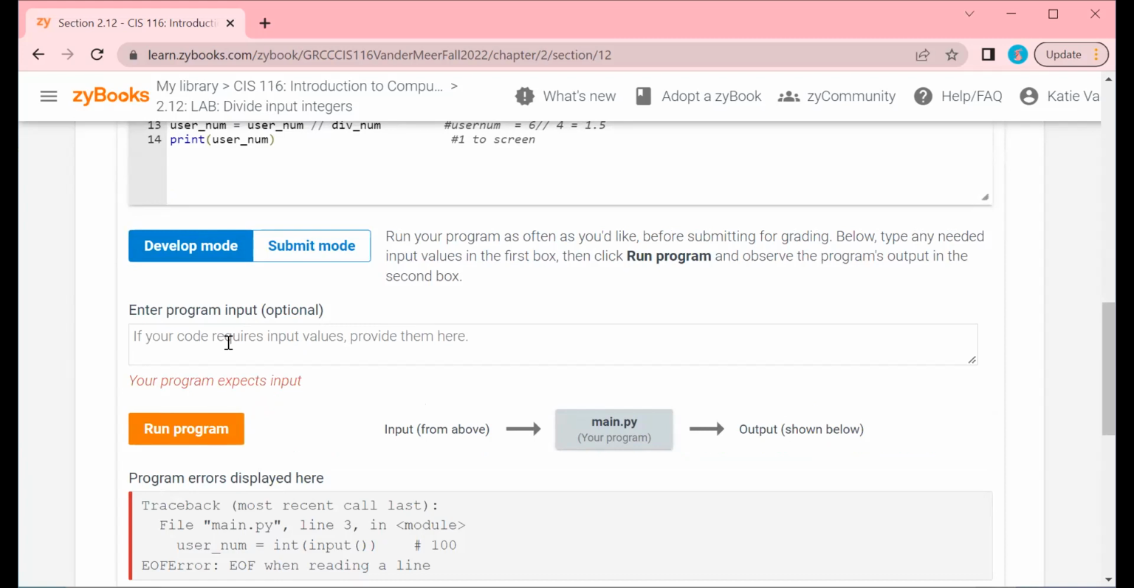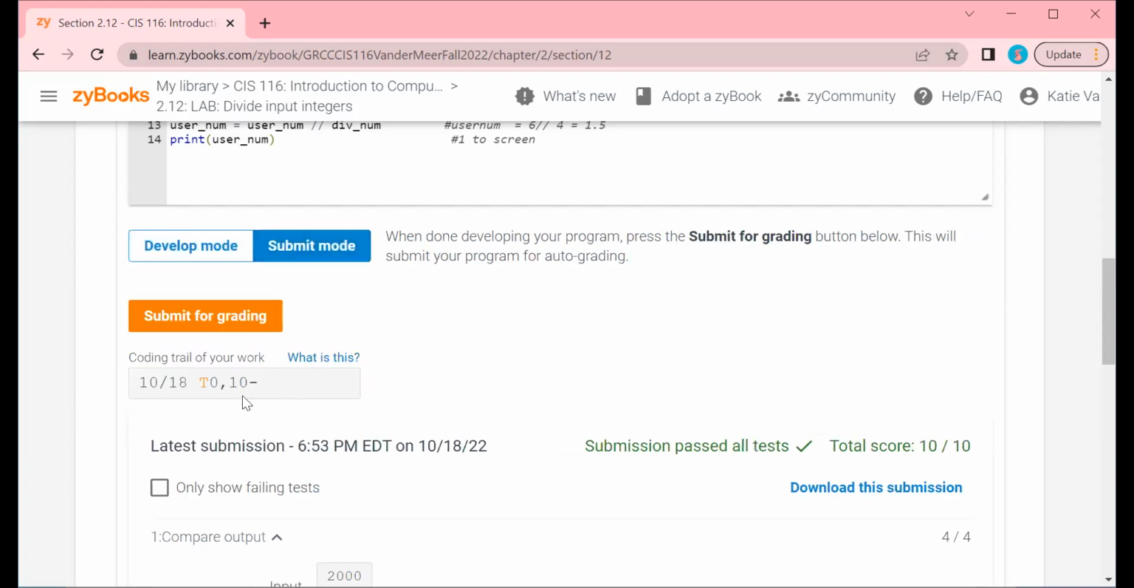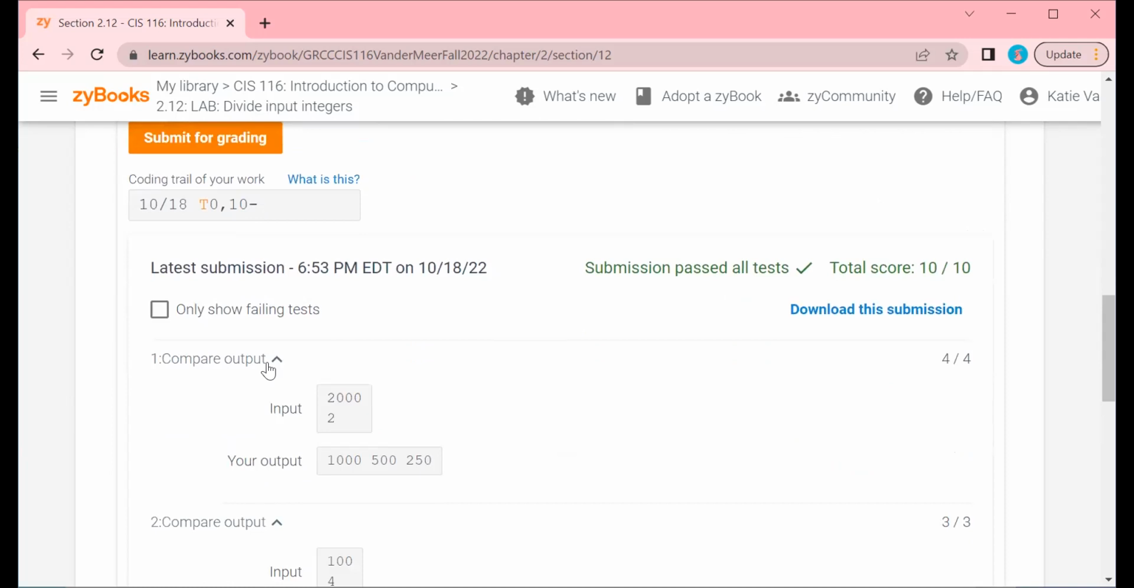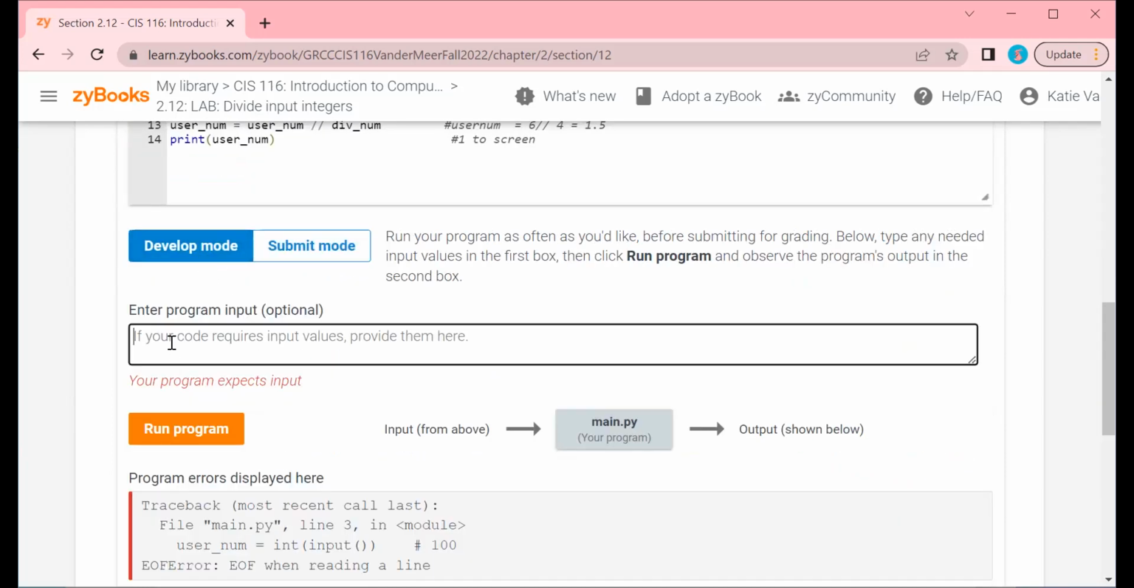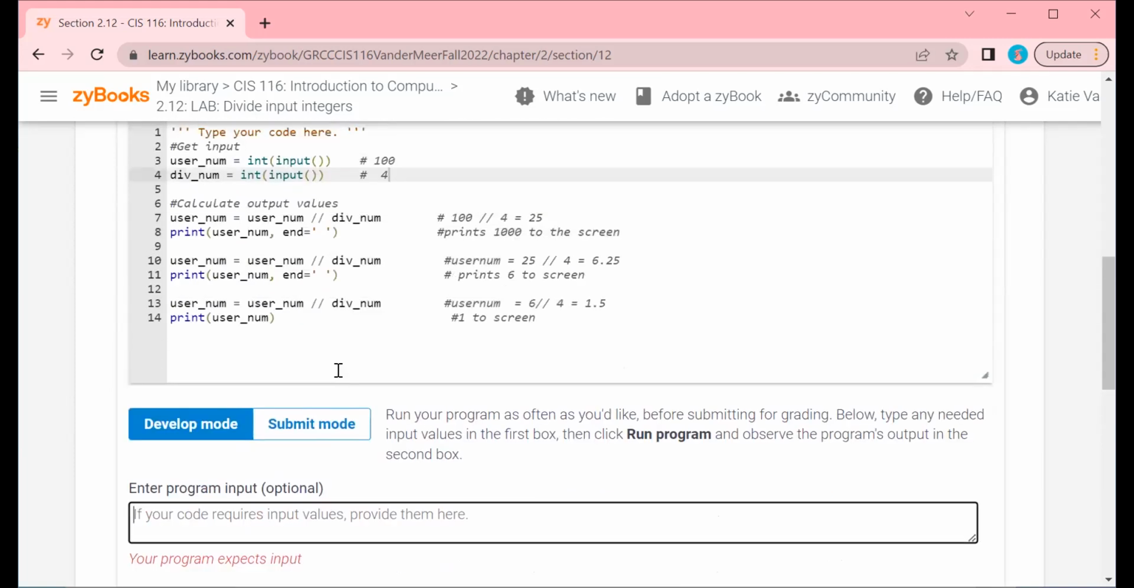I think once you get past chapter 1 and the beginning of 2, there's always an input box, because once we described how input works, then they let you do your own input. So in submit mode, there's not an input box because they run different tests for you. But when you're in develop mode, that input box is there.